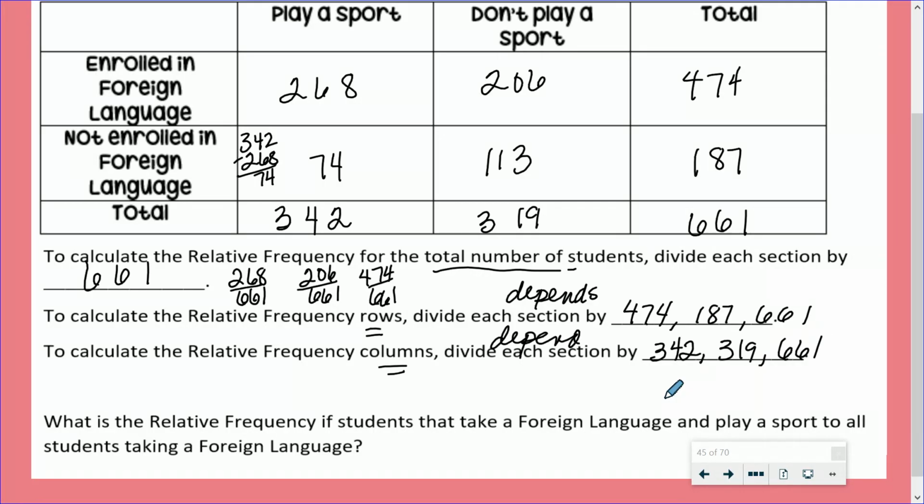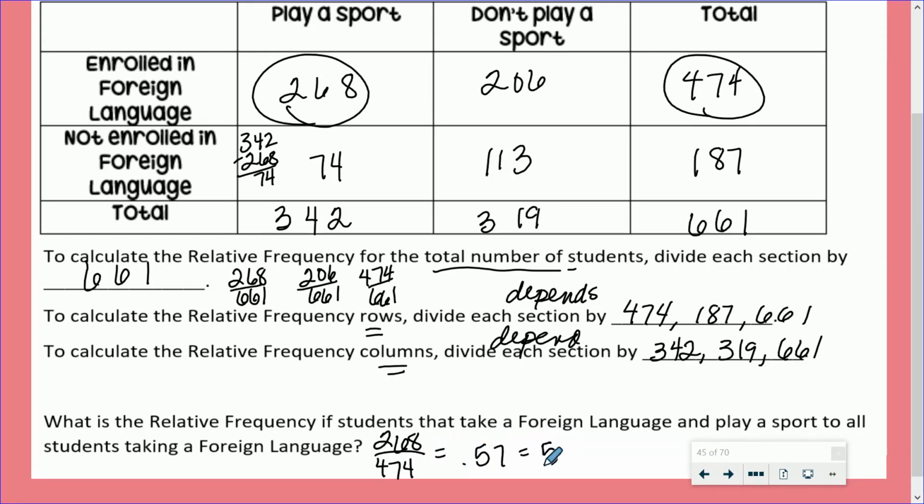So let's look at a specific question. What is the relative frequency of students that take a foreign language and play a sport? So play a sport and take a foreign language, that would be 268, to all of the students taking a foreign language. All of those taking a foreign language would be this number here. So I would have to take 268, divide it by 474. So there's my ratio. I can reduce it. I can turn it into a decimal. I can also turn it into a percent by just moving my decimal 2 places.